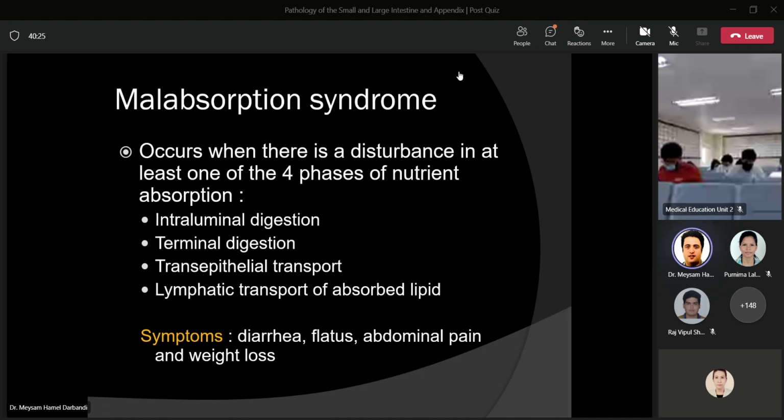Malabsorption occurs when there is a disturbance in at least one of the four phases of nutrient absorption: intraluminal digestion, terminal digestion, transepithelial transport, and lymphatic transport of absorbed lipid. Symptoms will be what? Diarrhea. We want to discuss diarrhea a little bit more.